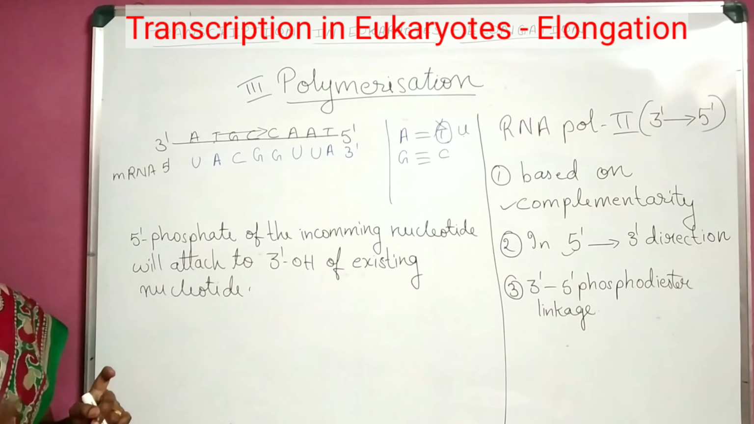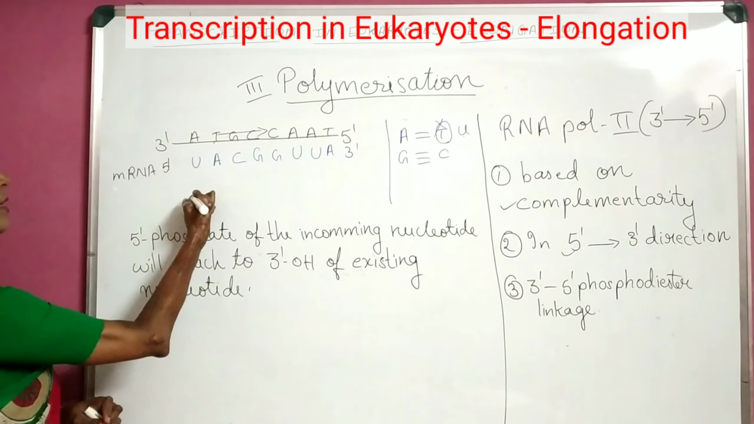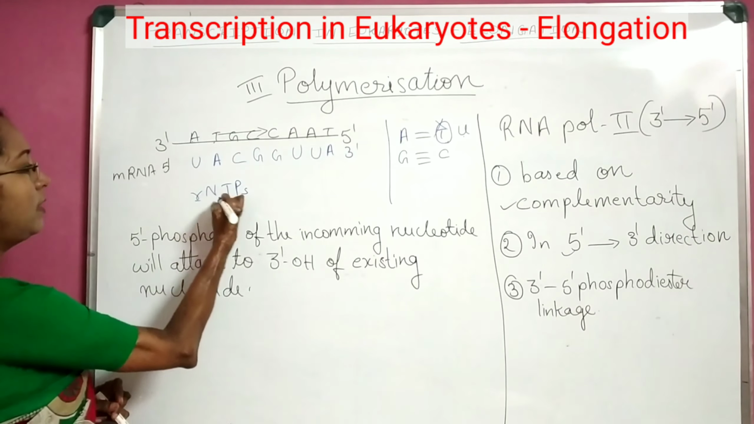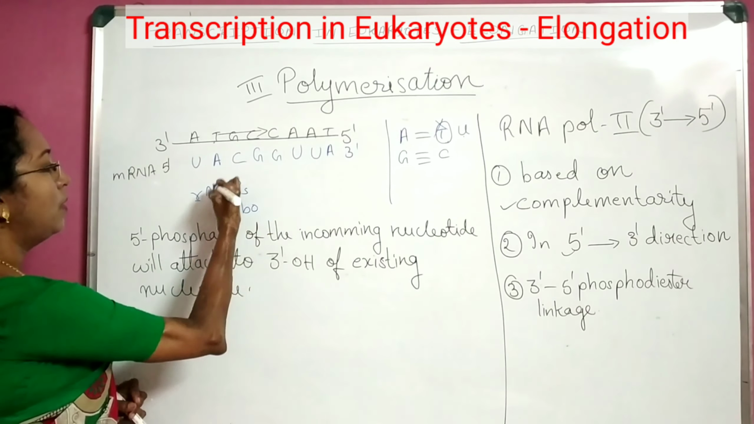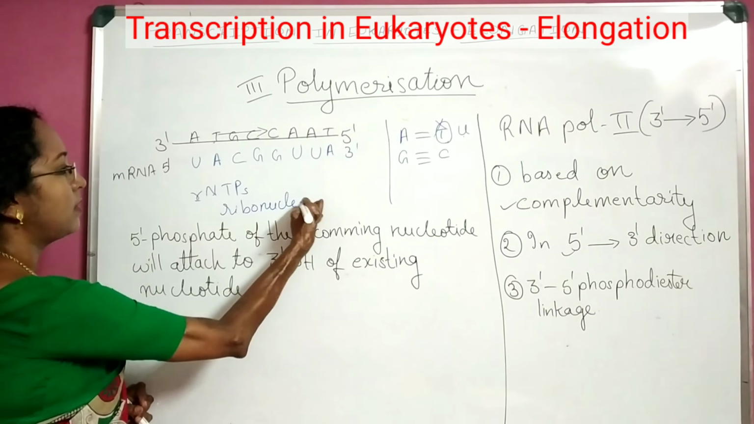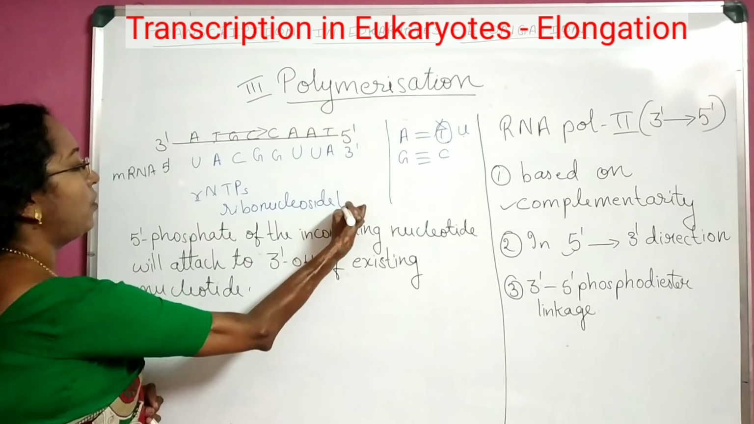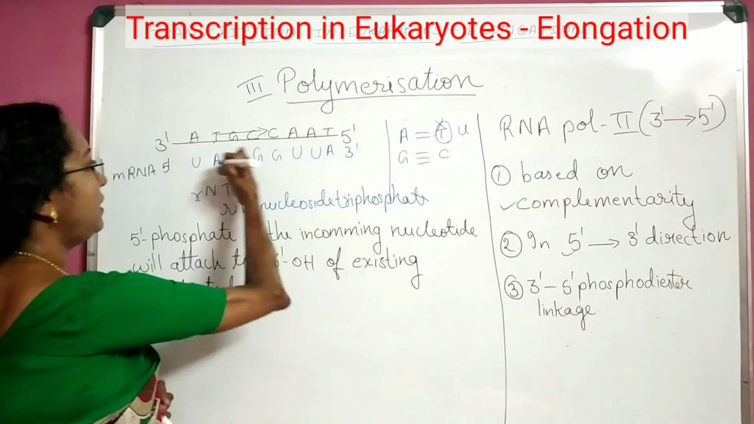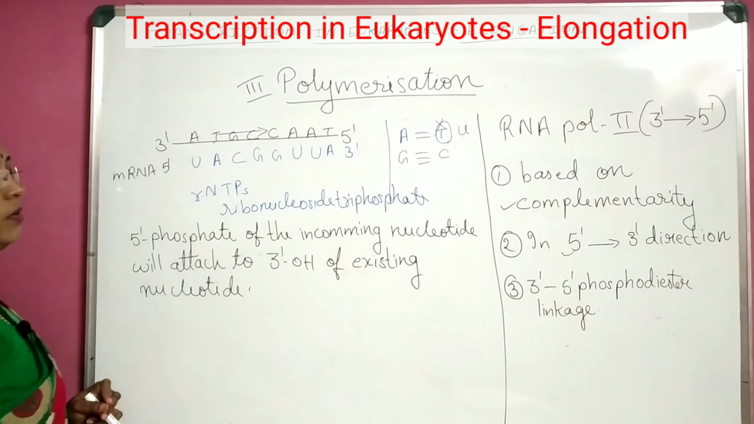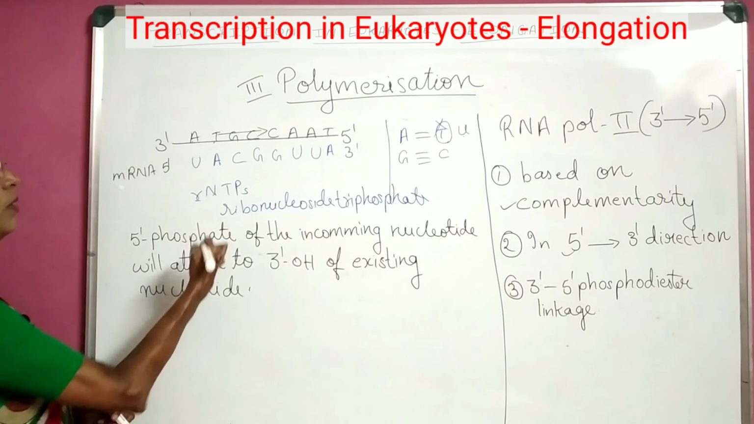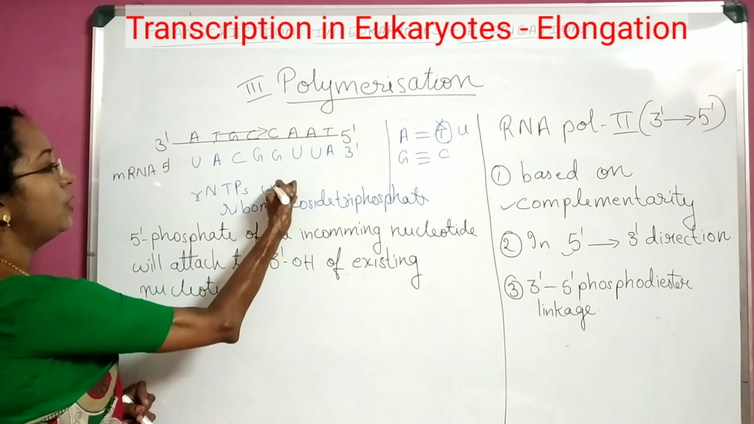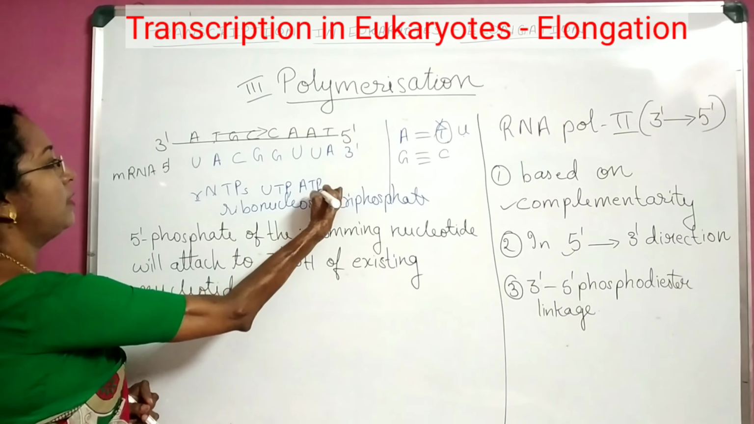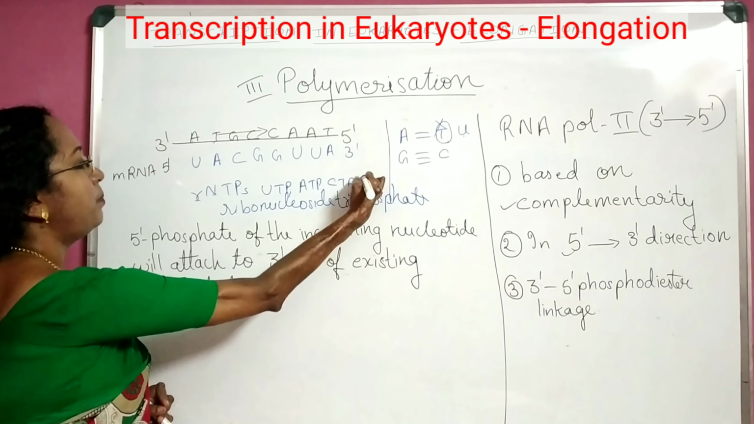So nitrogenous bases are coming. How are they coming? They are coming in the form of RNTPs. What is this RNTP? Ribonucleoside triphosphate. Each of these nitrogenous bases is coming in the form of ribonucleoside triphosphate. If it is uracil, it will come in the form of UTP. If it is adenine, it will come in the form of ATP, CTP, GTP, likewise.